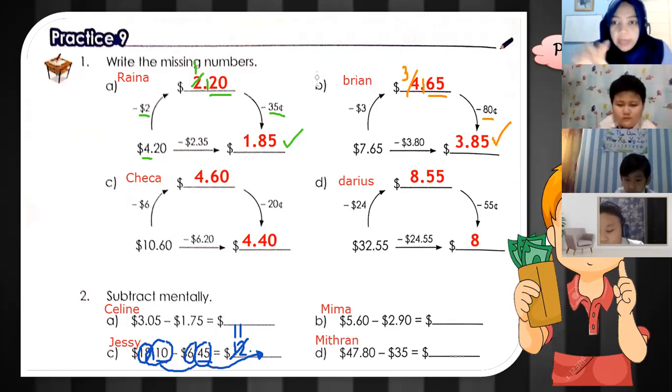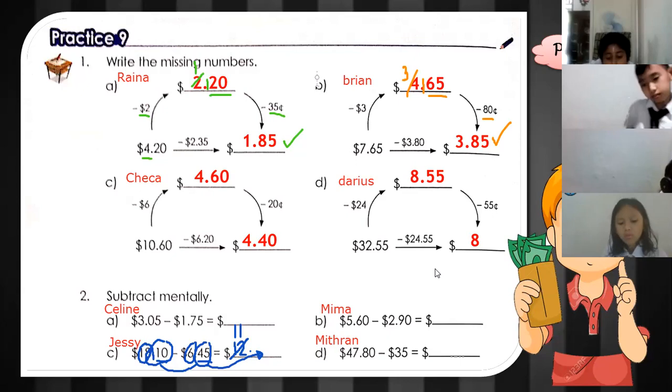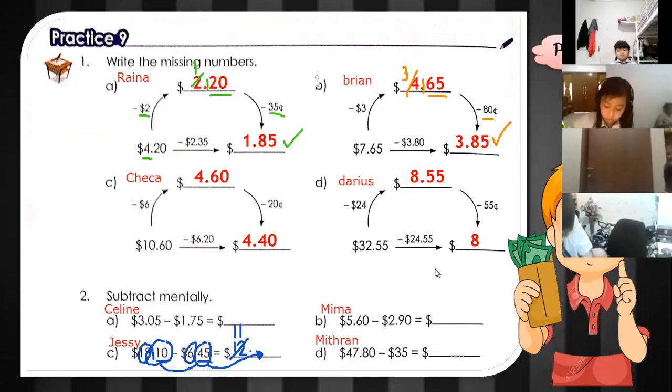If you write 8.00, that's the same actually, because 00 means no cents. Okay. But you don't need to write the 00, I think. Just write 8 enough. Next, please. I make 8 with 0. Yeah, but actually you don't need to put the 0. That's okay. Yeah. Next, Celine.